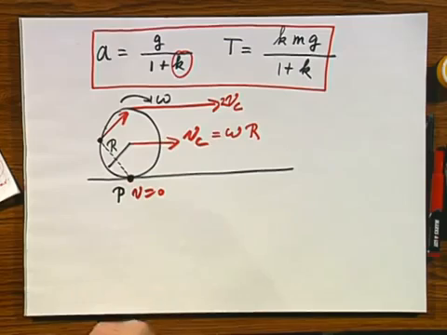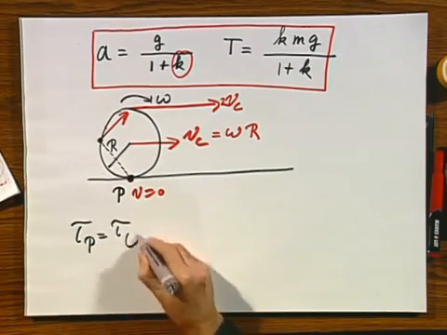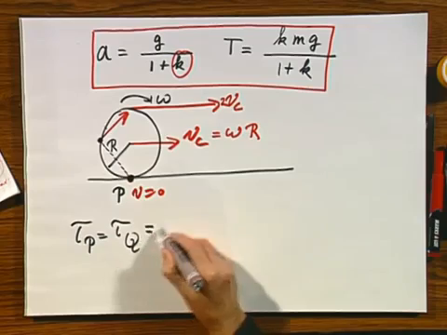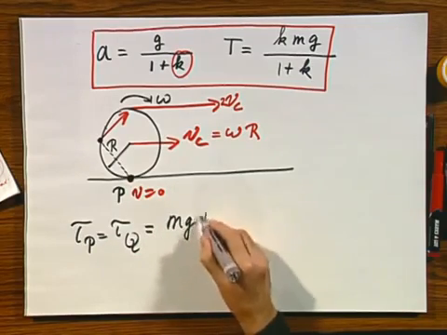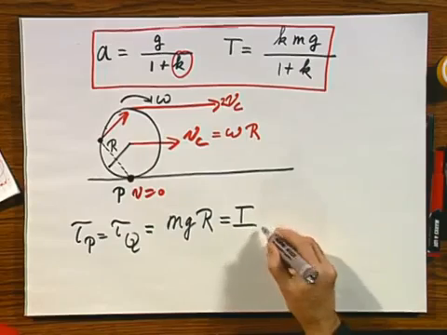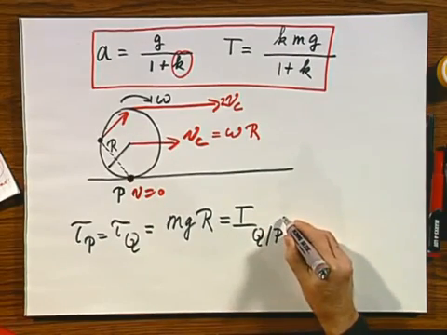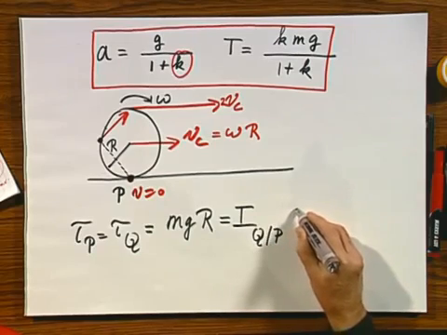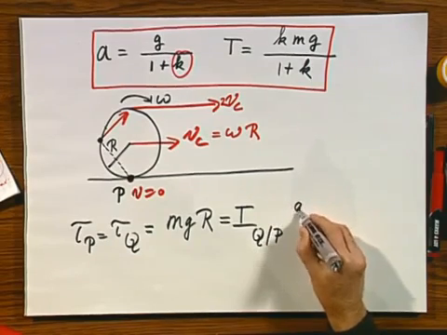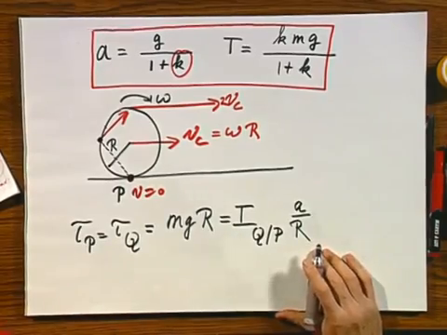So the torque relative to point P, which is also the torque relative to point Q, equals mgr, as I just explained. And that, of course, is the moment of inertia relative to that point Q, or relative to that point P, times alpha. And alpha, you can write down as A divided by R, if you want that.